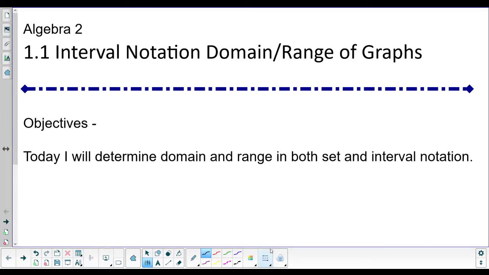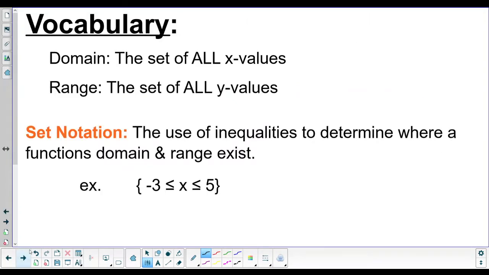But I pared down the notes. Hopefully these ones aren't 40 minutes or something insane like that today. So we'll try and get through it, no nonsense. All right. Let's talk about vocabulary first. So we need to tell you what domain and range are.